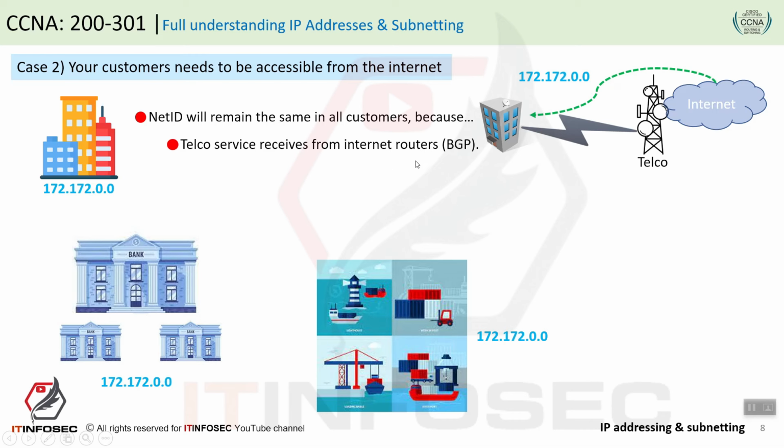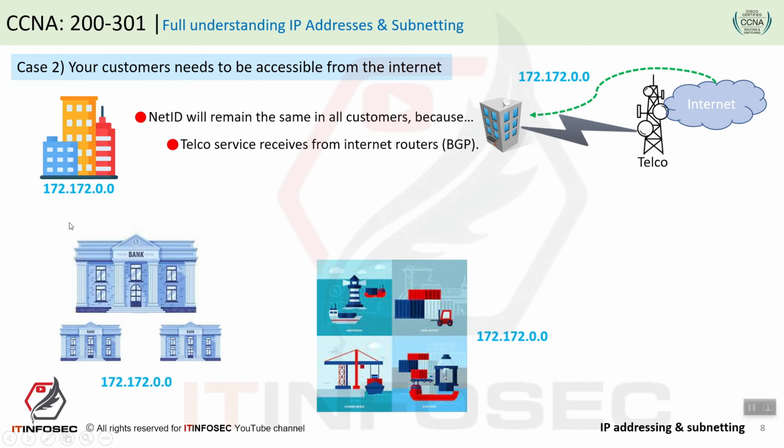Because the telecommunication service receives from internet routers via the BGP routing protocol, the telecommunication company or office has a router configured with the routing protocol BGP to negotiate and communicate between its router and the internet routers in neighbor countries and around the world. And this IP address is presented to all of the other neighbor routers. So you cannot change the network ID or net ID to make separate networks for three separate customers.